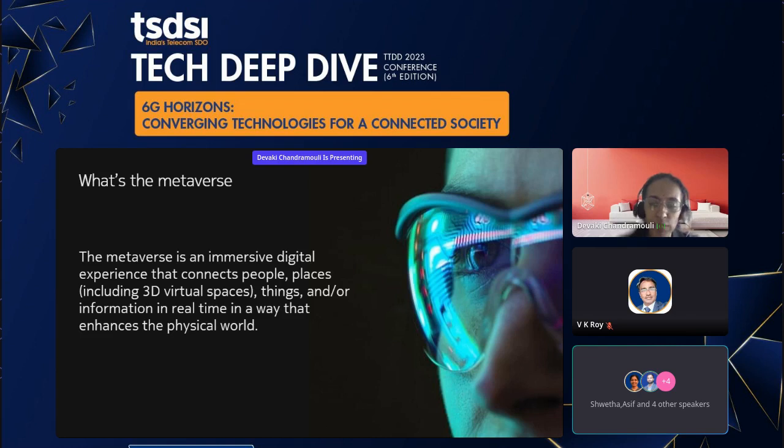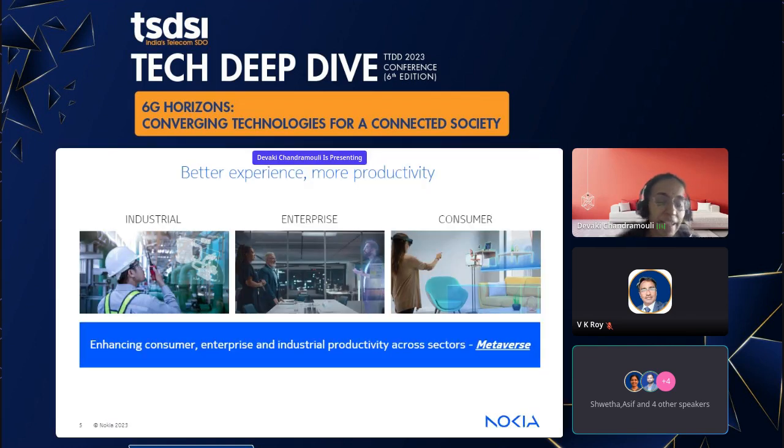Now, what is the metaverse? Metaverse is an immersive digital experience that connects people, places, things, and information in real time in such a way that it enhances the physical world. And that is how it helps connect people better. And there are three types of metaverse: the industrial metaverse, enterprise metaverse, and consumer metaverse. The industrial and the enterprise metaverse improve productivity, help reduce cost, reduce system downtime, and also improve energy efficiency, and help us do tasks virtually that would require in-person interaction today.